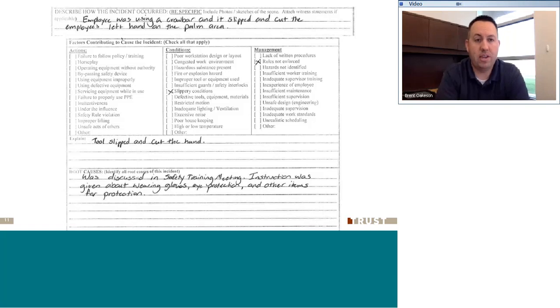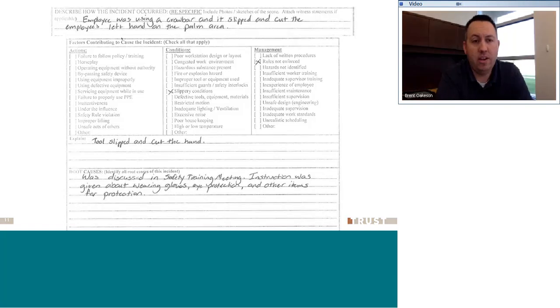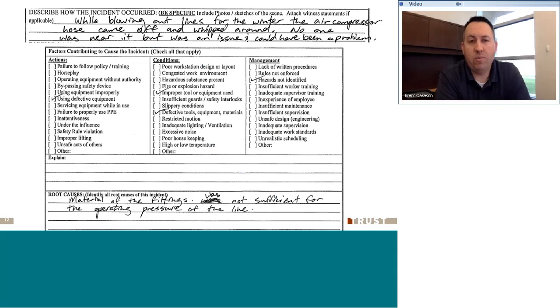So there's another example. Here's the next one. While blowing out lines for the winter, the air compressor hose came off and whipped around. No one was near it, but it was an issue and could have been a problem, and definitely could have been a problem with the hose whipping around in the room with some pressure in it. But let's look at this now.